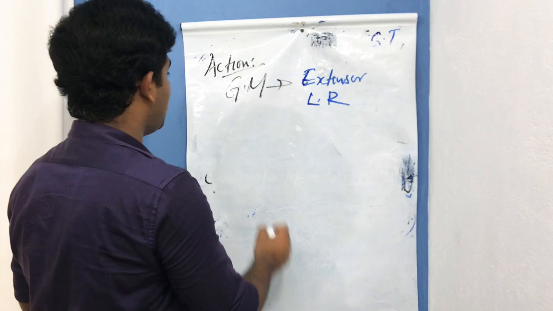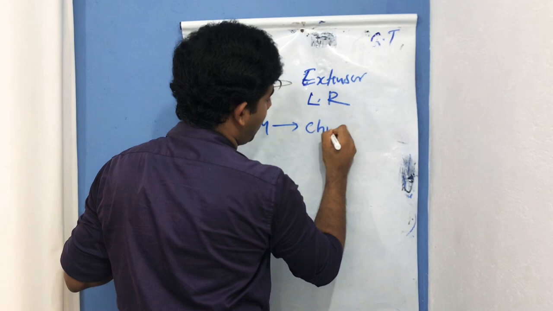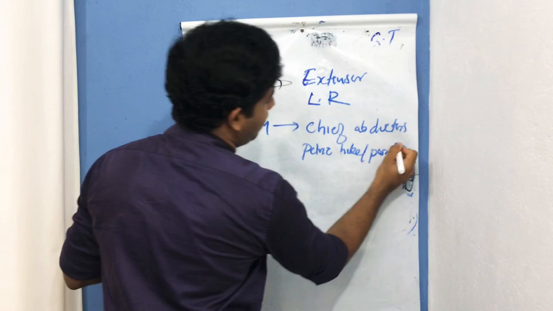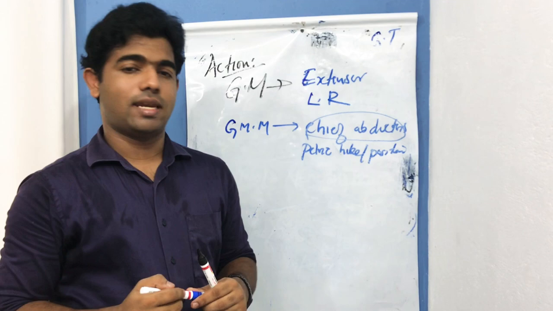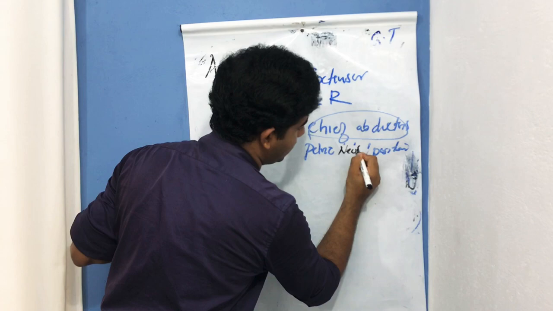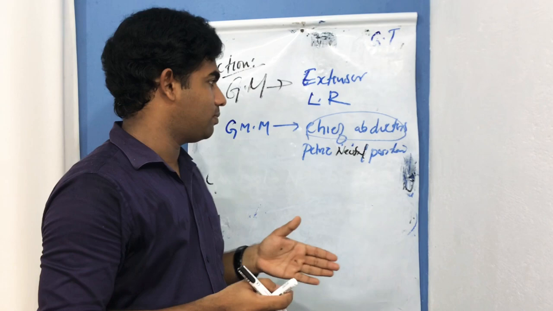Now you have the gluteus medius and minimus. Okay, these are chief abductors. Also maintains the pelvic position and prevents pelvic drop. This keeps the pelvis in neutral position. So if the gluteus medius and minimus is weak, you have the Trendelenburg gait, which we'll discuss later.